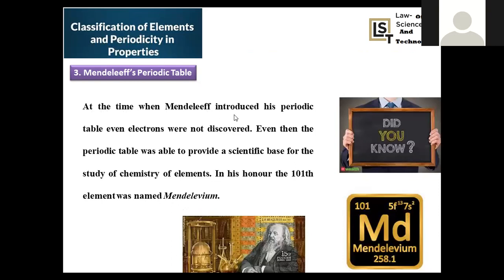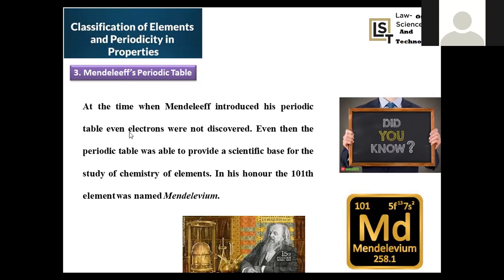At the time Mendeleeff introduced his periodic table, even electrons were not discovered. So he only assumed based on atomic weight. The electron was not yet discovered, and the term electron was not known to anybody, right? Even then, the periodic table was able to provide the scientific base for the study of the chemistry of the elements.